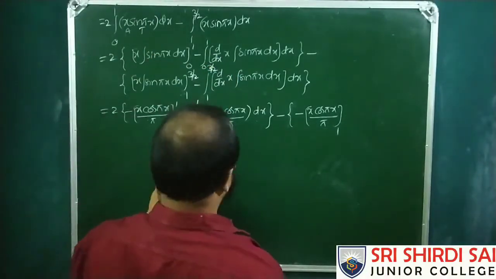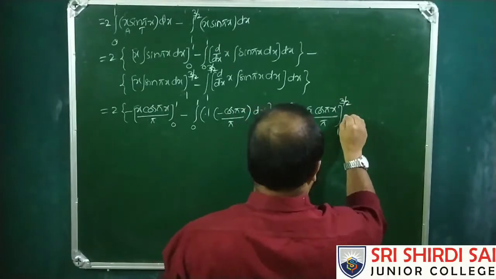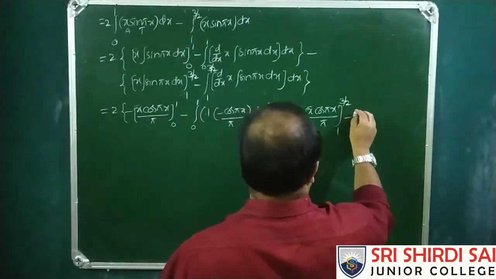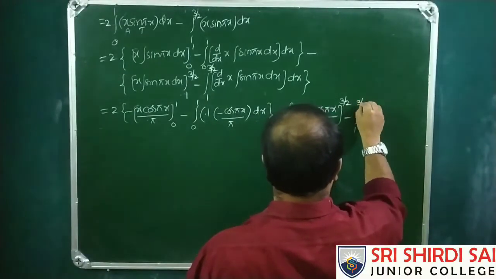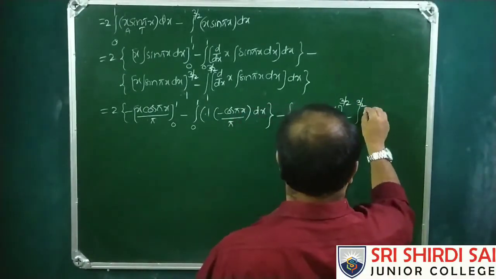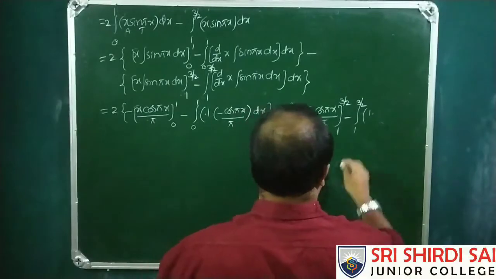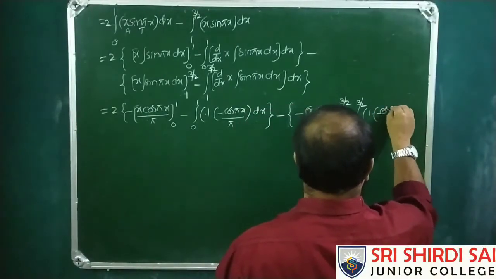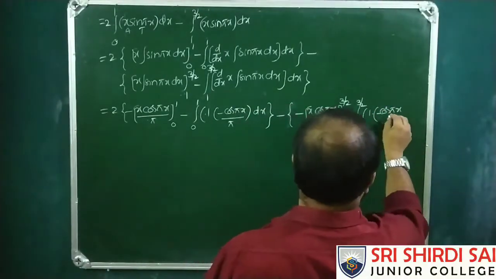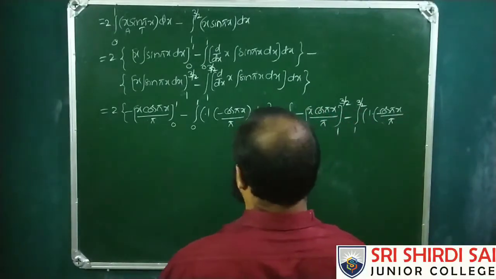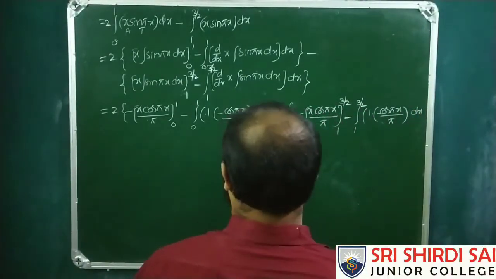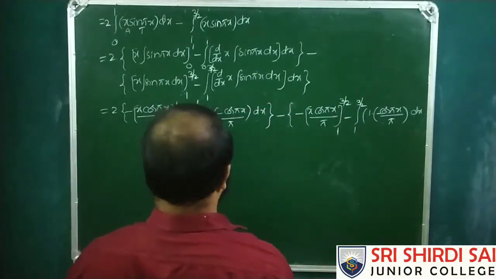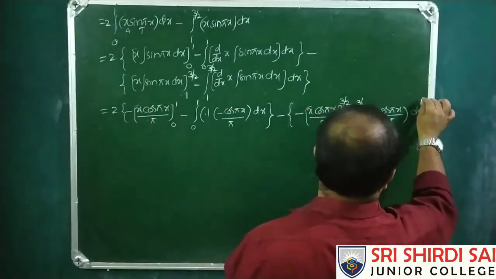So here 1 to 3 by 2, minus integral 0 to 1, so here 1 to 3 by 2, 1 into minus cos pi x by pi dx, bracket closed.